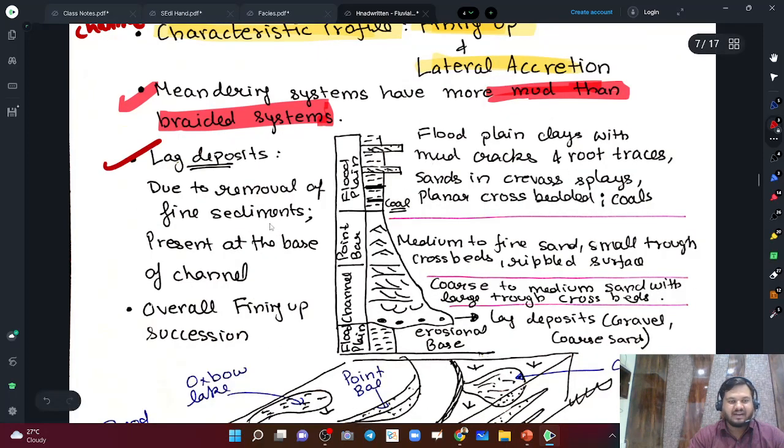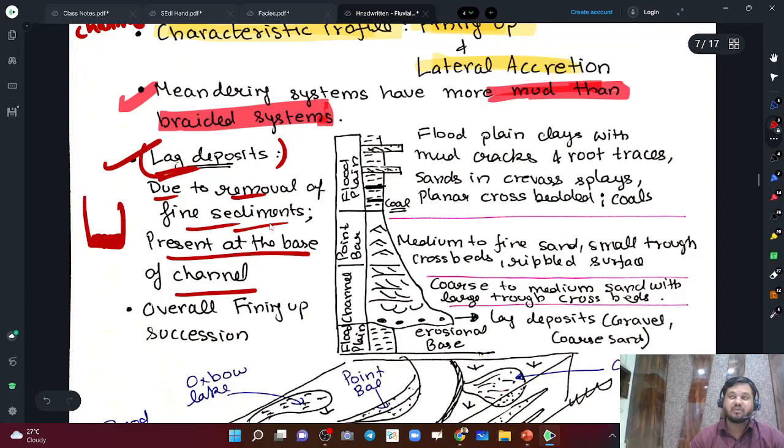Then it also has lag deposits. What are lag deposits? These are coarse grained deposits, and they are deposited at the base of the channel. They are formed due to removal of fine grained sediment, right? Present at the base of the channel. Suppose this is the channel. At its base, because of erosion of fine grained sediment, only the coarse grained sediment is left. We give this the term lag deposit.